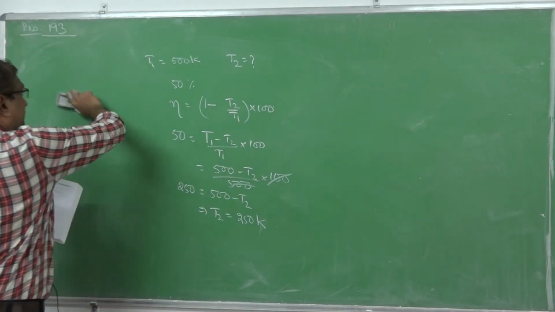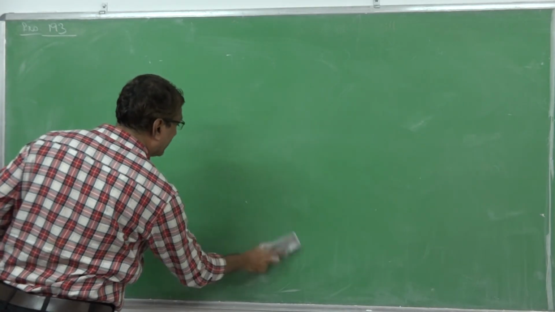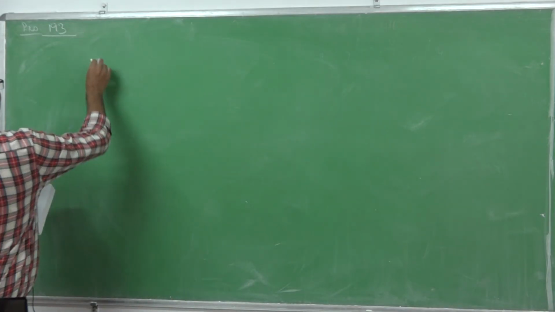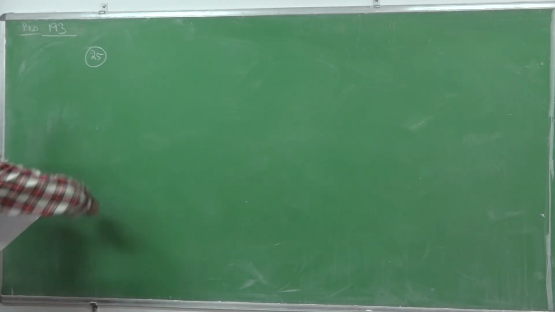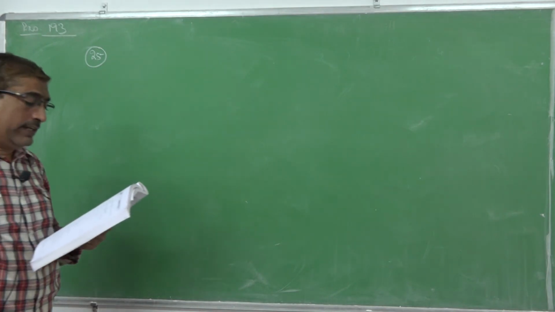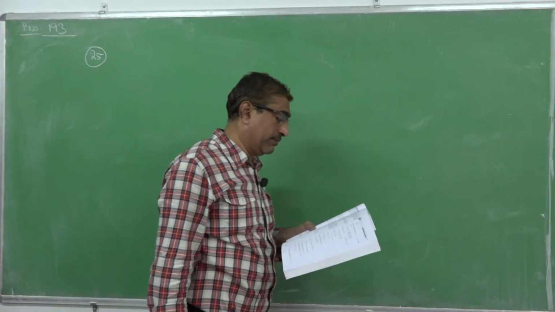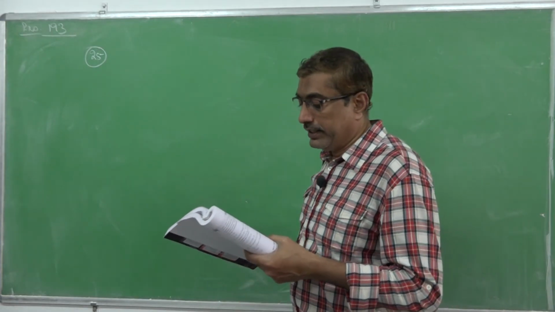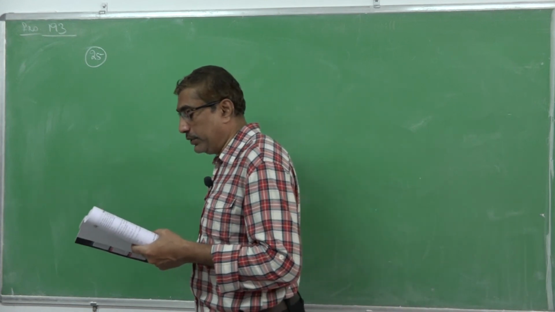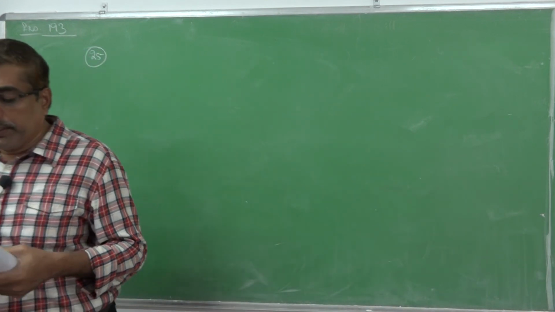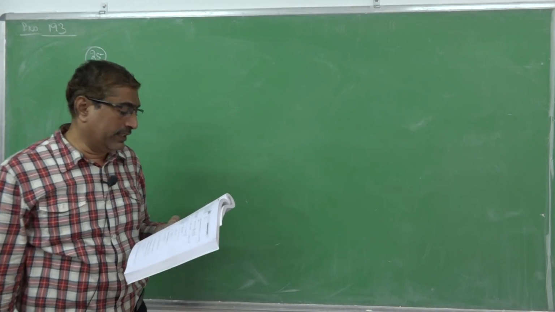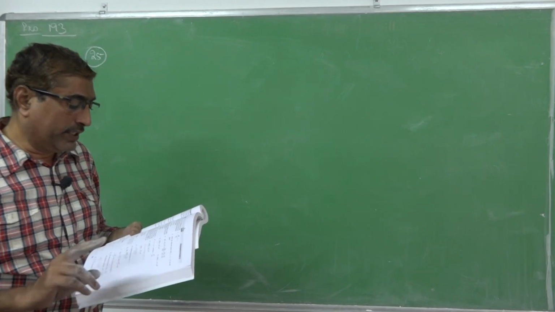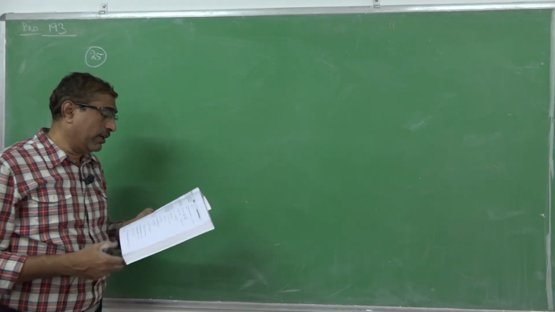Next one, 25th. Two Carnot engines A and B are operated in succession. The first one A receives heat from a source T1 at 800 K and rejects it to a sink T2. The second engine B receives heat rejected by the first engine and rejects to another sink at T3, 300 K. If the efficiencies of these two engines are equal, then the value of T2 is.